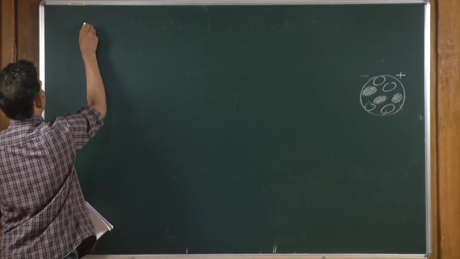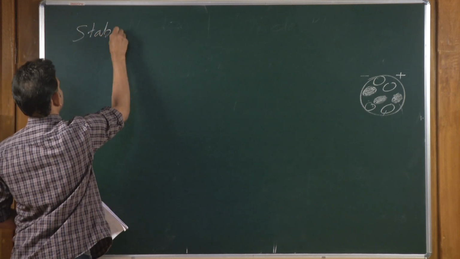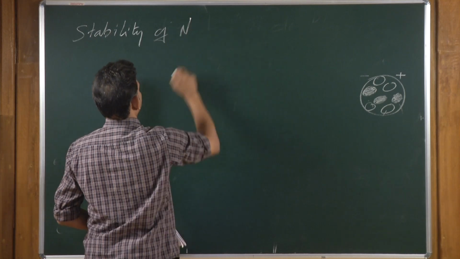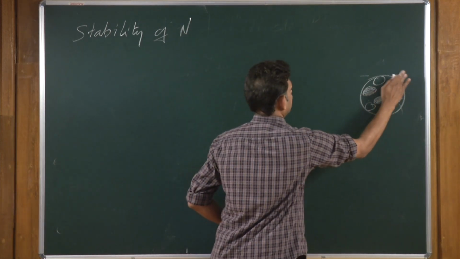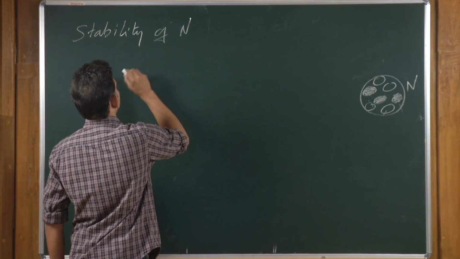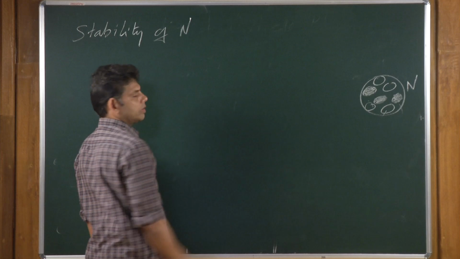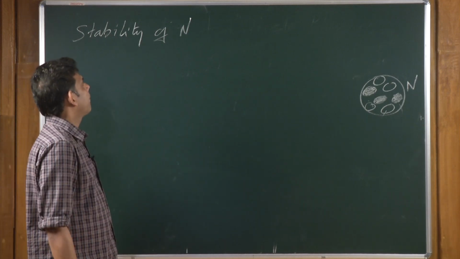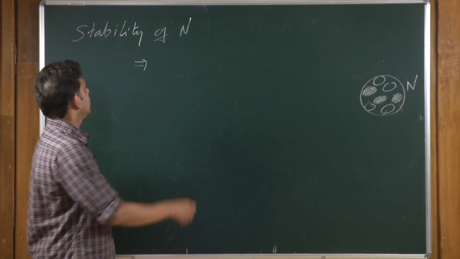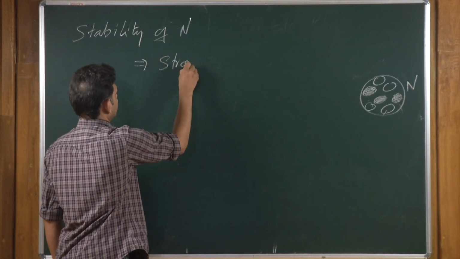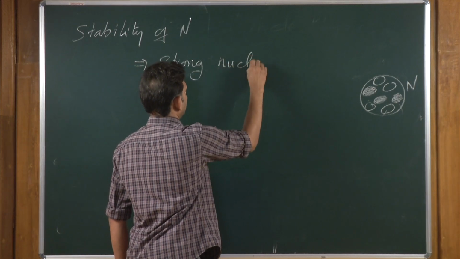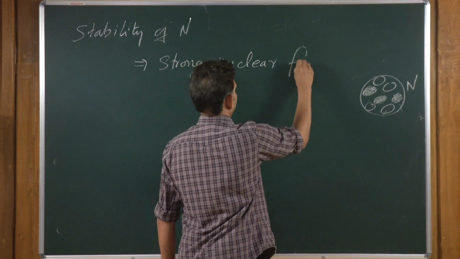Therefore, for the stability of the nucleus, let me denote the nucleus by N, against the electromagnetic repulsion of the protons which are close together, we require some strong force, and it is found in the nucleus: the nuclear force.